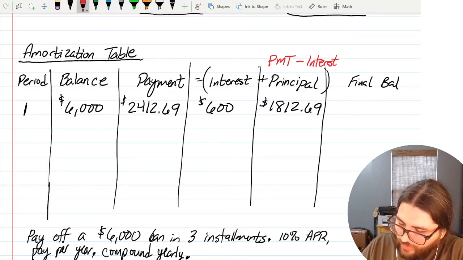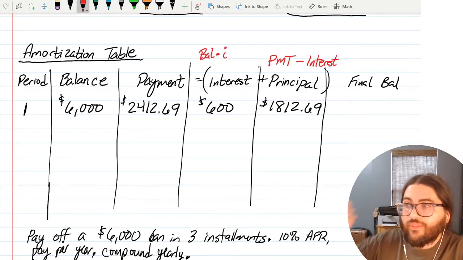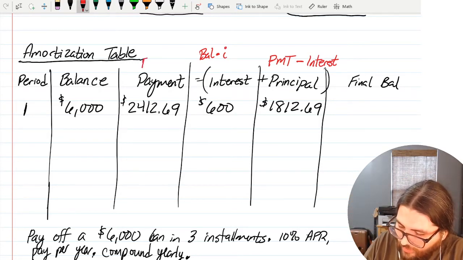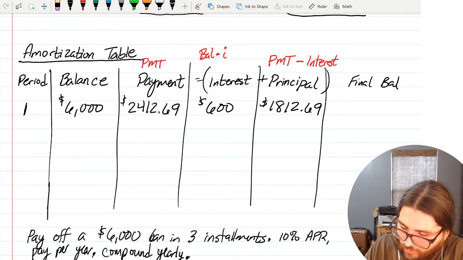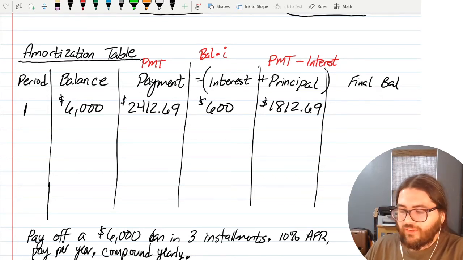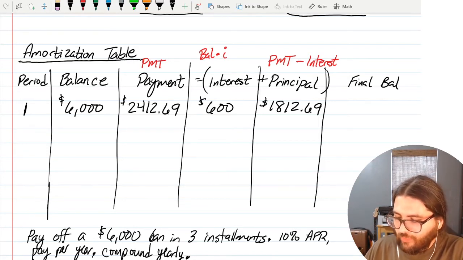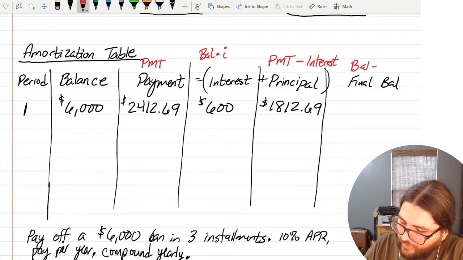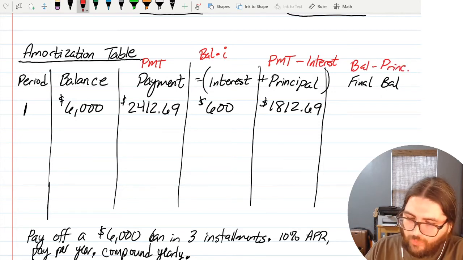And this interest is the balance times the interest rate, I. If you wanted to think about it as a formula, right? This PMT came from plugging in the PMT into the FV formula from down below. So during the first payment, I've paid $1,812.69, and a little bit of change towards my final balance. So let's take the initial balance and subtract the principal payment from it.